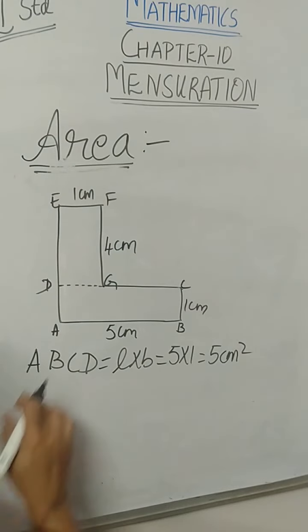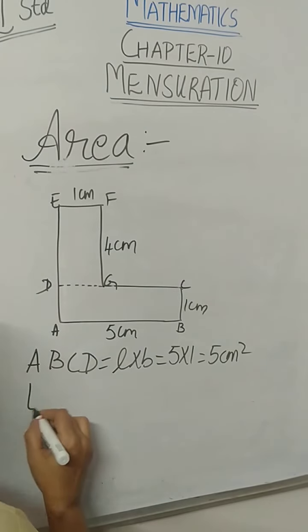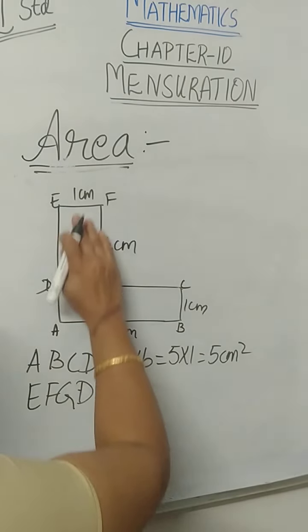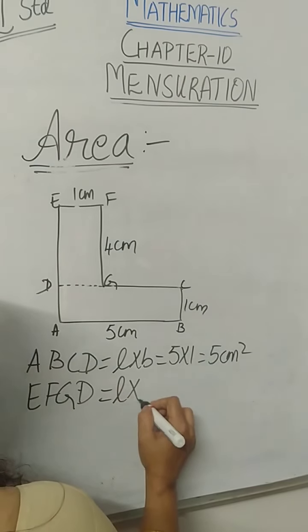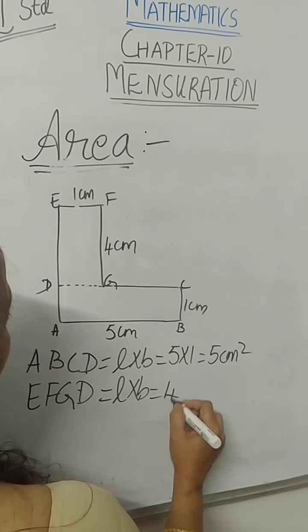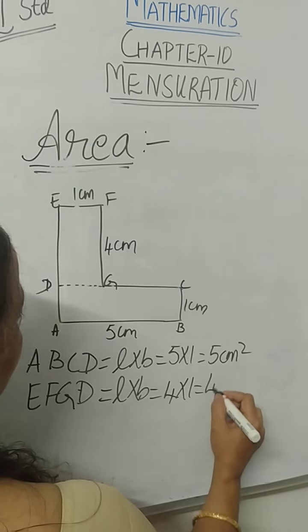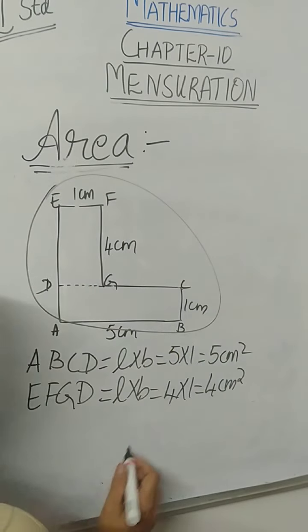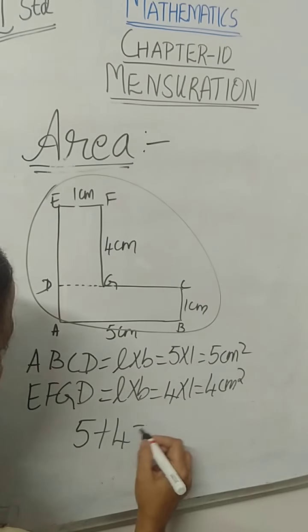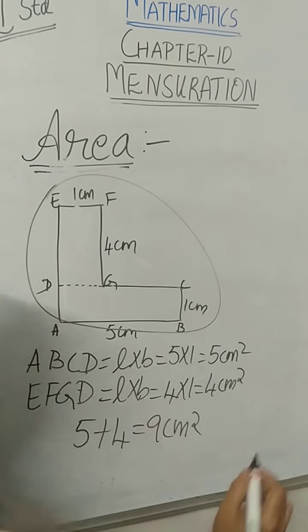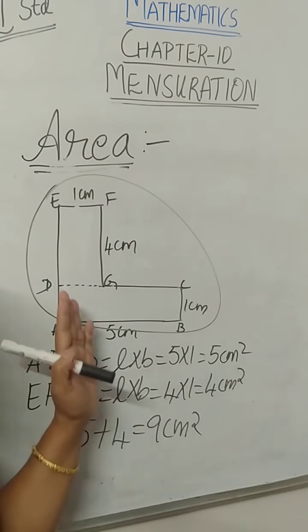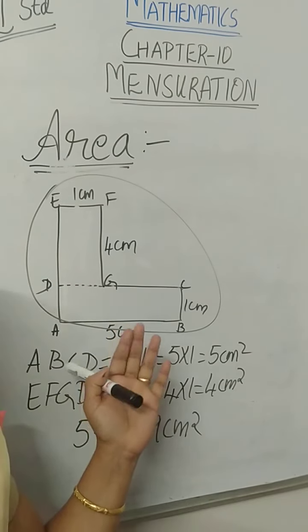Now look at the next rectangle, EFGD. This rectangle we are going to take. Here it is length into breadth. What is the length here? 4 into 1 again. 4 ones are 4 centimeter square. So what is the area of this full figure? It is 5 plus 4, that is 9 centimeter square. This is how you calculate the area of any given figure, by dividing into different rectangles or squares.